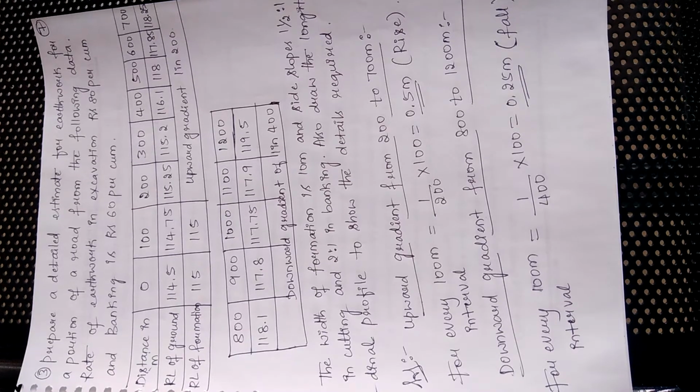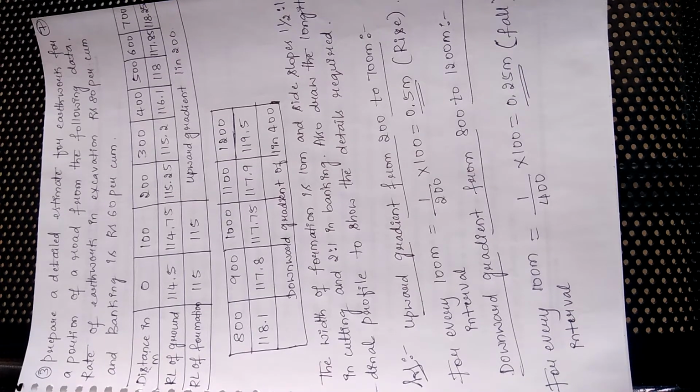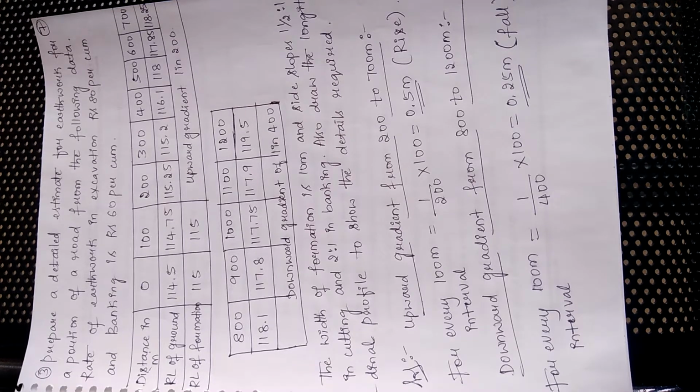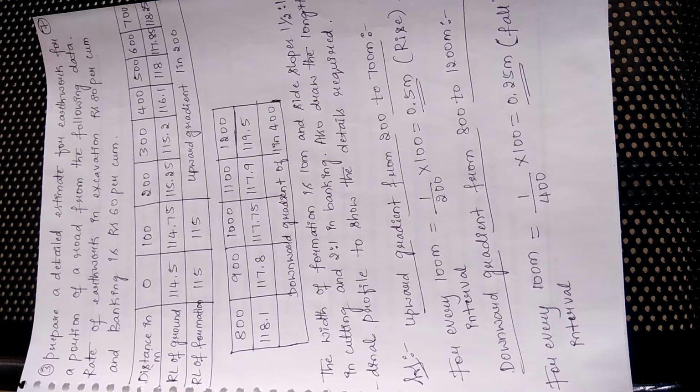Then the width of the formation is given, which is 10 meter, and the side slopes are 1.5 to 1 in cutting and 2 to 1 in banking. Also draw the longitudinal profile to show the details required. So this is the question which is given to you.